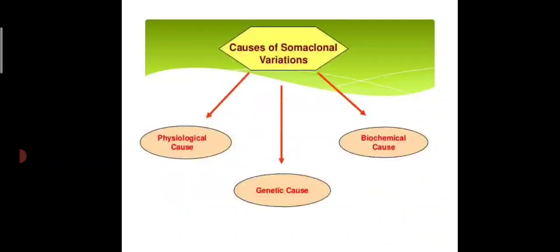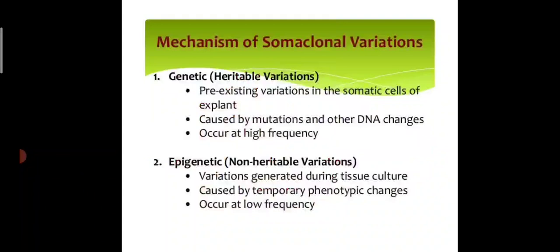And coming to the reasons or causes of somaclonal variations, we can classify them into 3 headings: physiological causes, genetic causes, and biochemical causes. And the mechanism of somaclonal variations may be of 2 types: genetic and epigenetic.